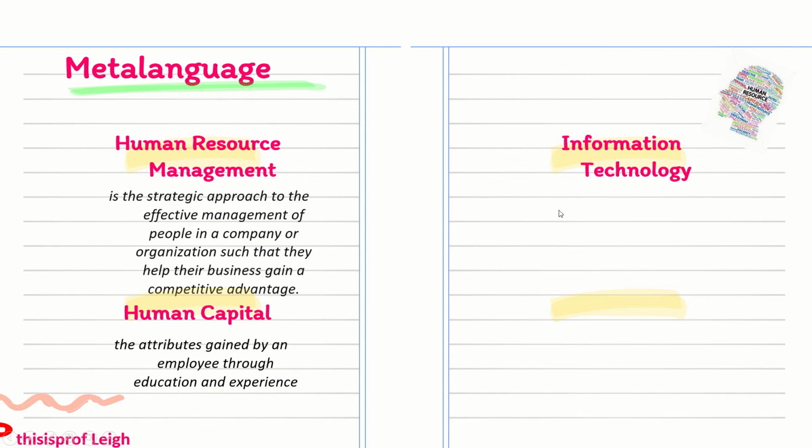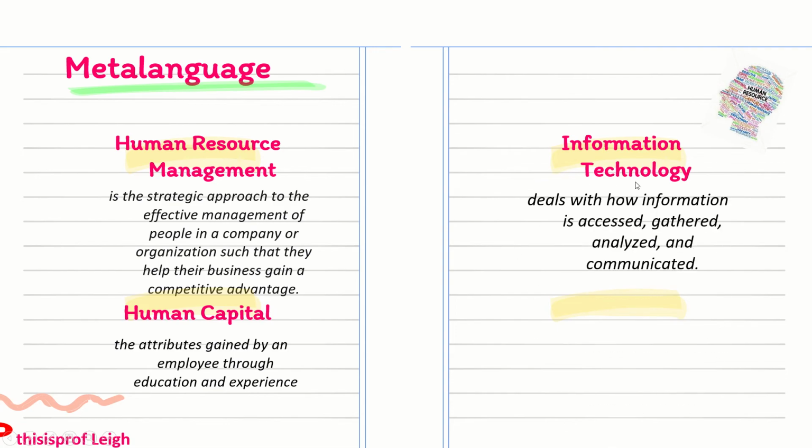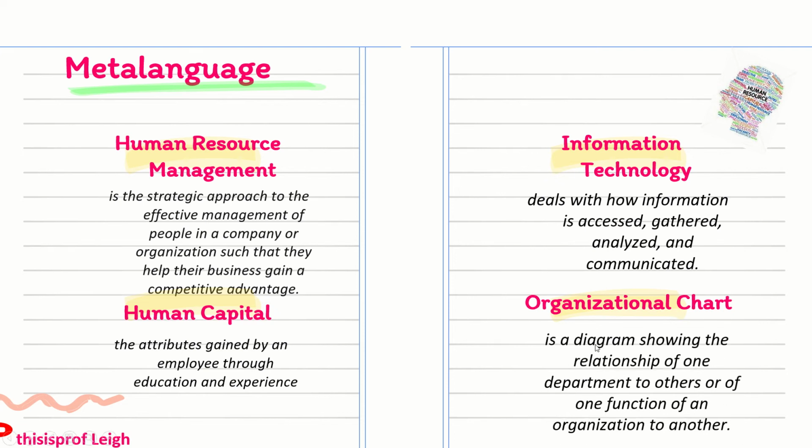Now, we are going to emphasize human capital, which we can define as the attributes gained by an employee through education and experience. When an employee has education and experience, he or she can apply information technology, which deals with how information is accessed, gathered, analyzed, and communicated. Also, in this topic, we are going to tackle the organization chart, which can be defined as a diagram showing the relationship of one department to others, or of one function of an organization to another.